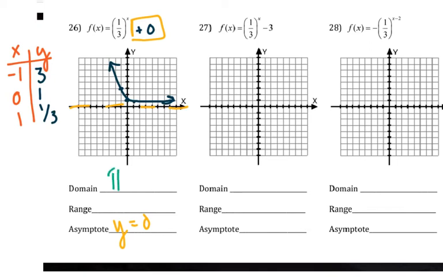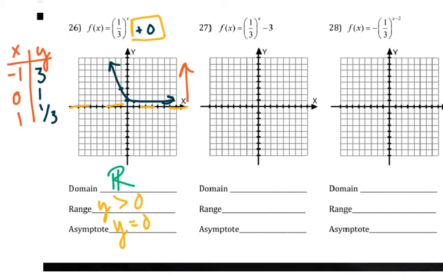Domain is always all real numbers. Range is always your asymptote. All of my y values live above the asymptote, so it's above 0. 27, you can make a table or you can plug that in the calculator. I'm just going to plug it into y equals. Parentheses 1/3 raised to the x minus 3.